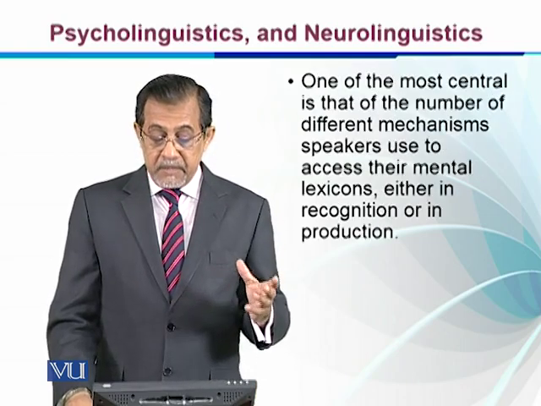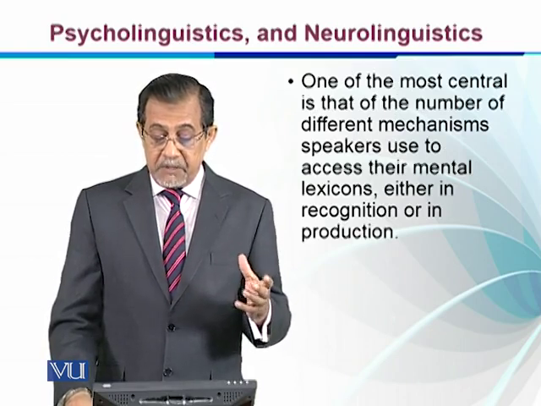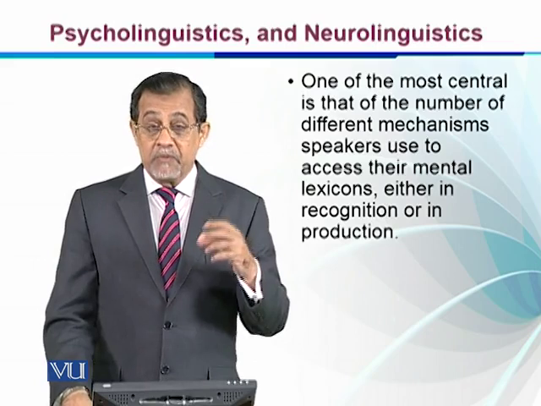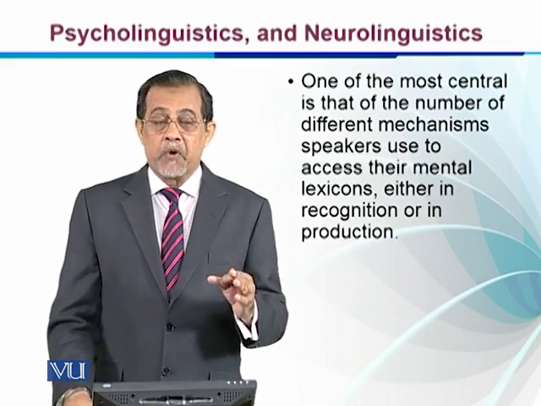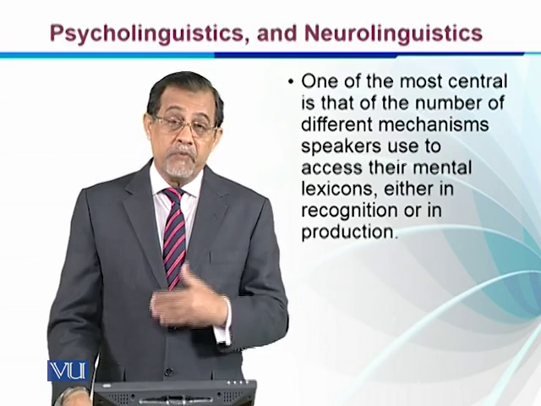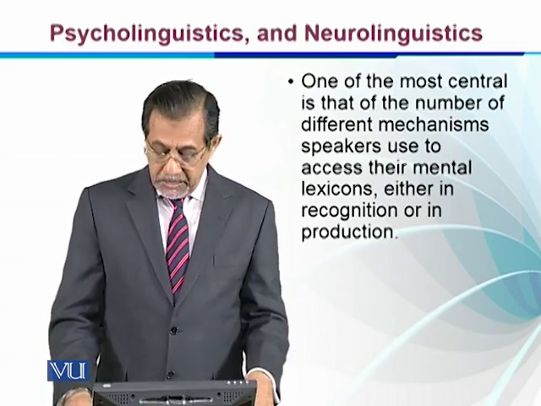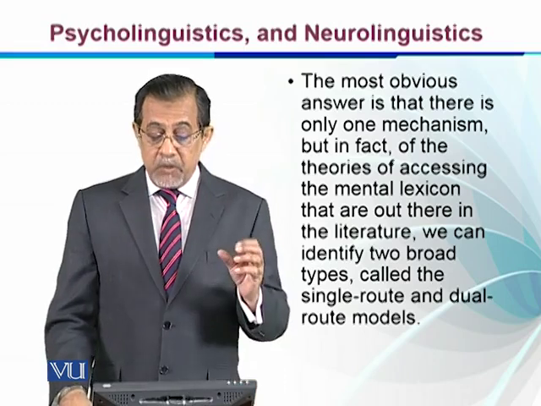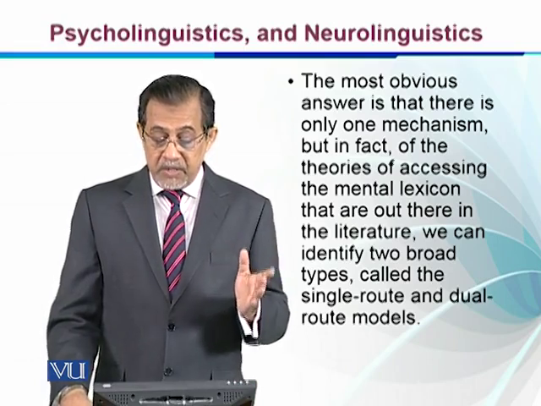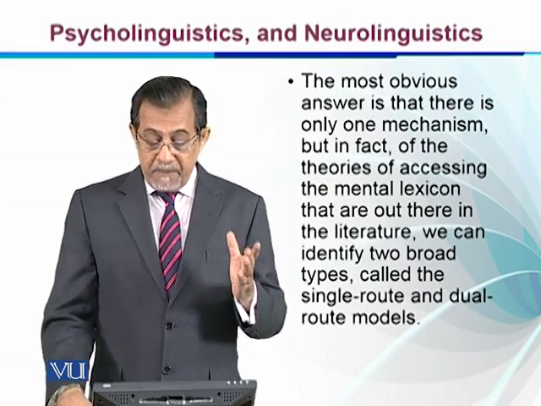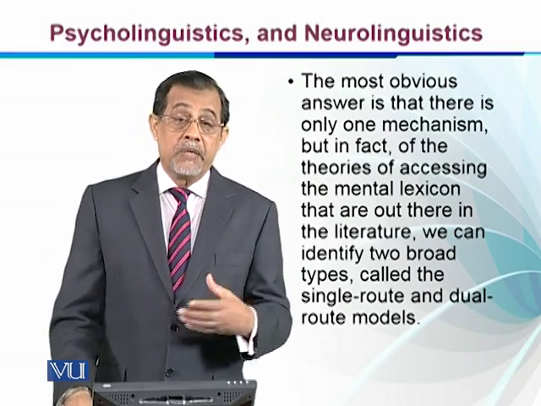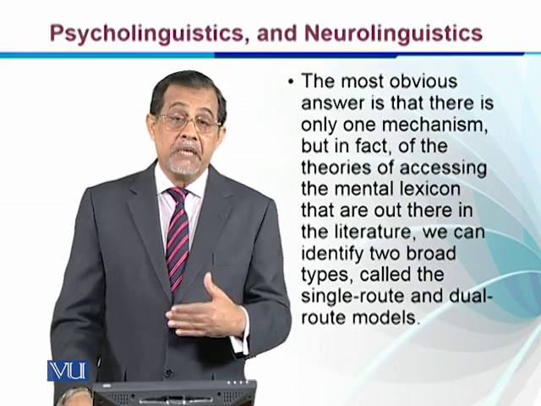One of the most central is the number of different mechanisms speakers use to access their mental lexicon, either in recognition or in production. So what is the mechanism? That is very important. When we have production of words and when we have recognition of words, which mechanism is used in these two processes? The most obvious answer is that there is only one mechanism, but of the theories of accessing the mental lexicon in the literature, we can identify two broad types called the single route and dual route models. This is a theory we can study at an advanced level.